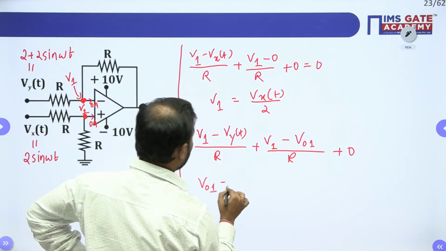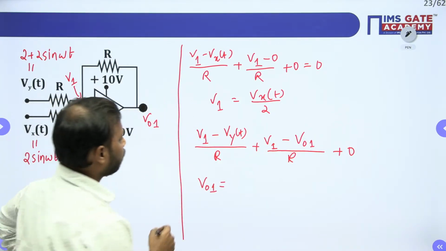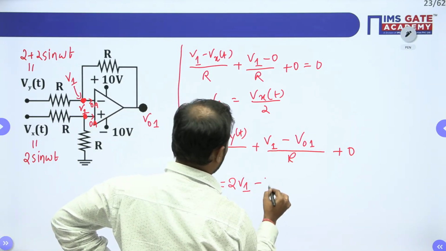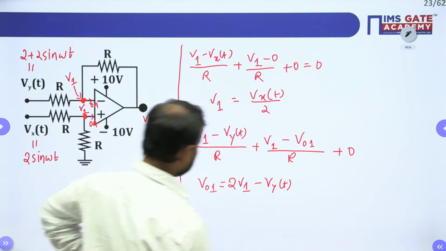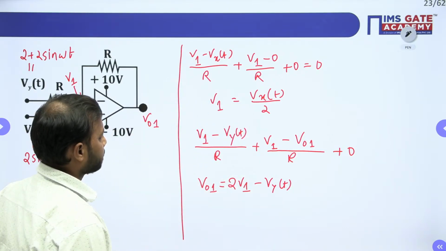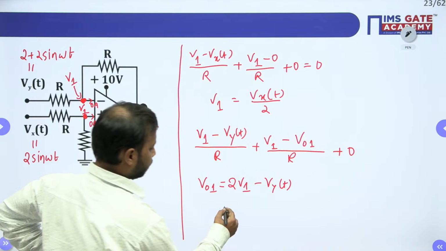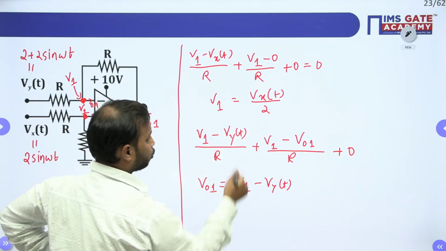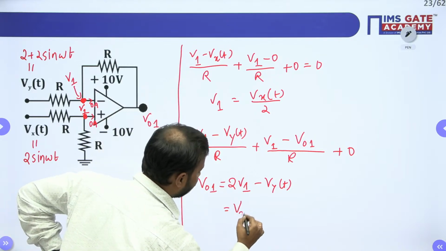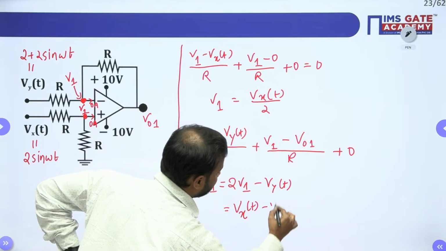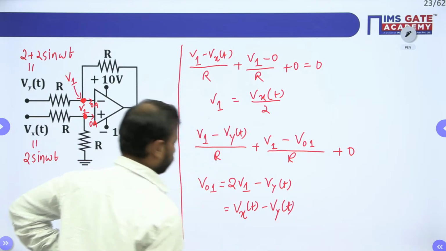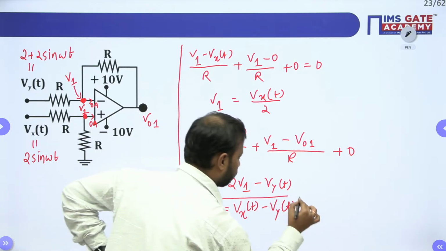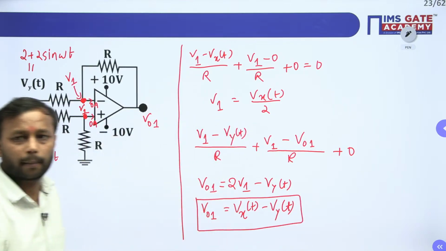V01 will be equal to what? Everybody please let me know what value we are getting. We are getting 2V1 minus Vy of t. Alright. So V1 is Vx of t by 2, so the 2 will be cancelled out. We are left with Vx of t minus Vy of t. So this is the V01 value that we are getting from the first op amp.